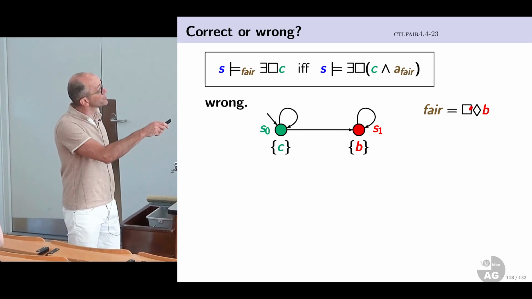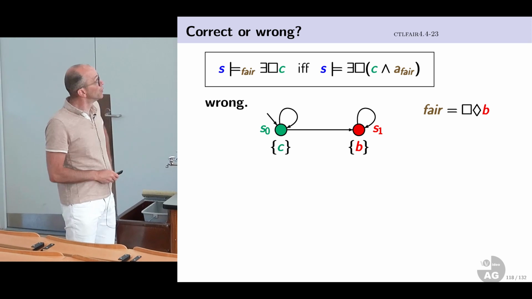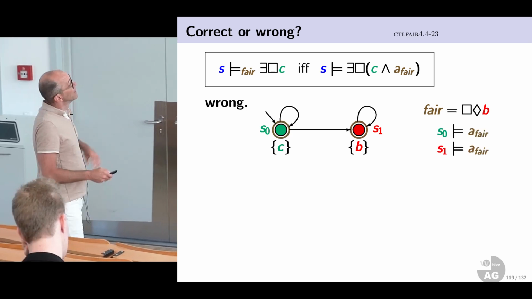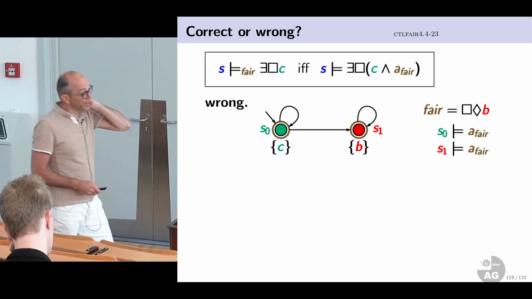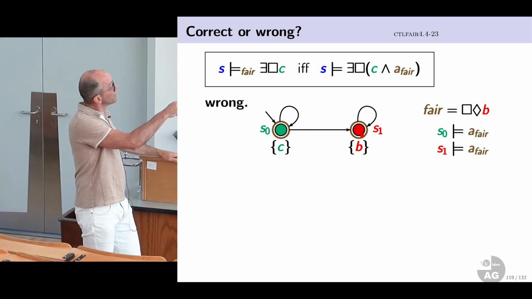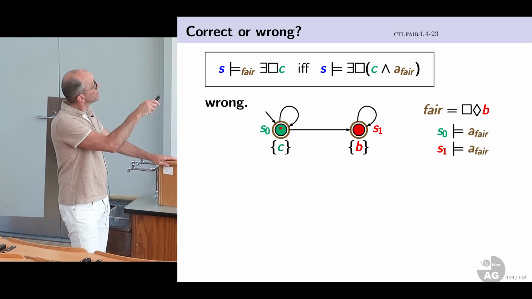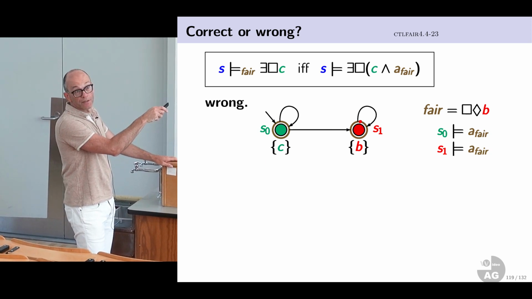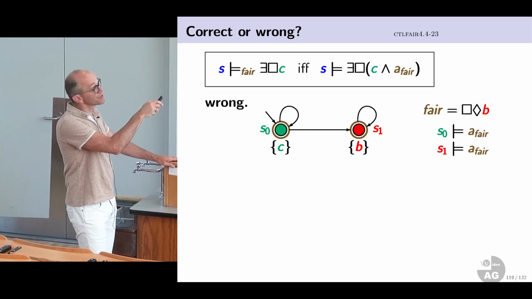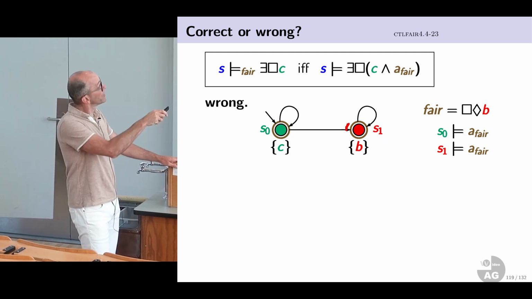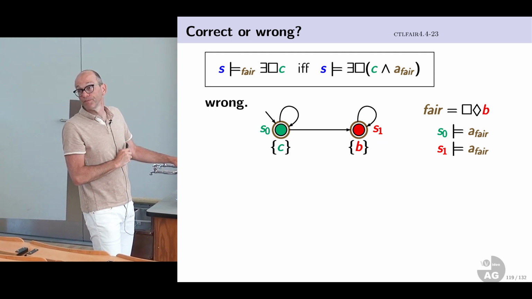Suppose the fairness assumption says infinitely often we have to visit the red state. Then which states are fair? Now this state obviously is fair because of the self loop. This state is fair because it can move to that state after taking this self loop 0 or more times, and then this also is a fair computation.